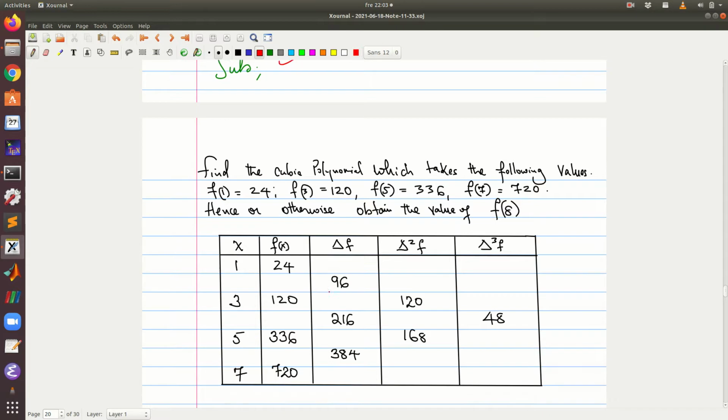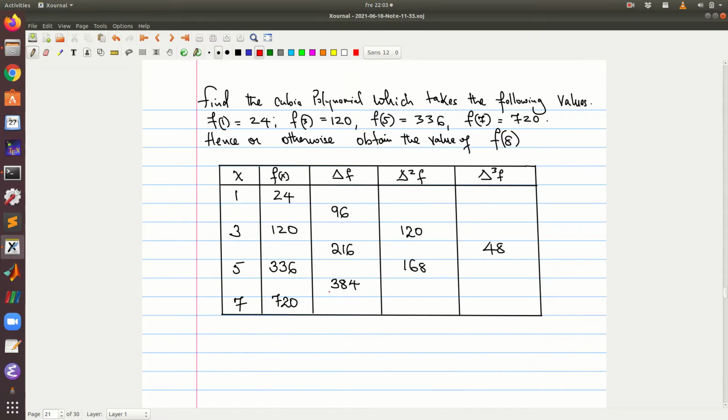Similar to it, we would like to find the cubic polynomial which takes the following values. We are given the values: f at 1 is 24, f at 3, f at 5, and f at 7. So we draw our table here which has our x values, then the corresponding function values given to us, and then we have our forward differences here, the first, the second, and the third. So we'd like to find a polynomial of degree 3.